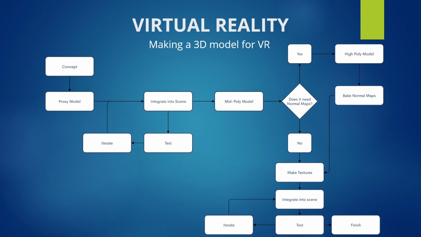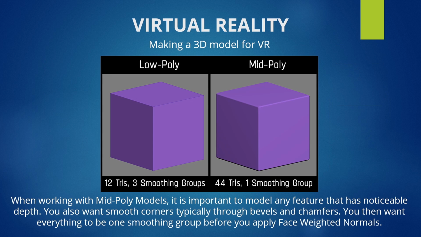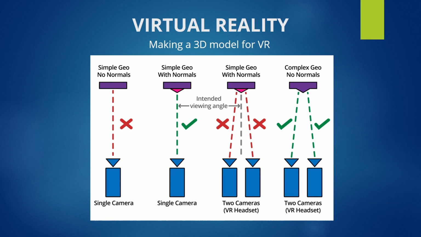In developing VR assets, traditional low poly modeling with baked normals may not cut it. In large part, I went with a mid poly modeling workflow without normal maps. For mid poly, you want to model in the large details and smooth the corners by using chamfers and face weighted normals. Now, the reason that I am not relying on normal maps is the technology limitations in perception.